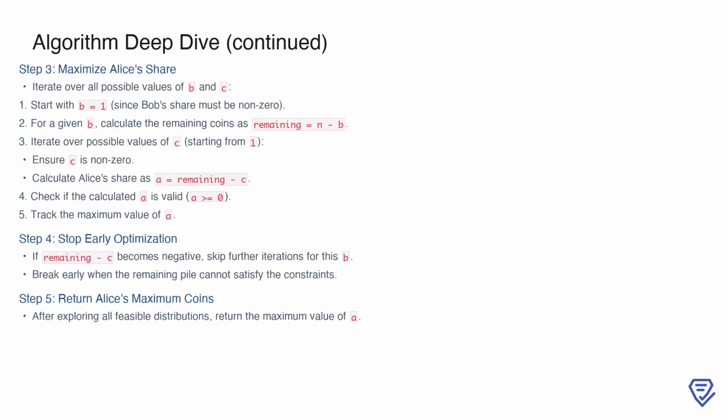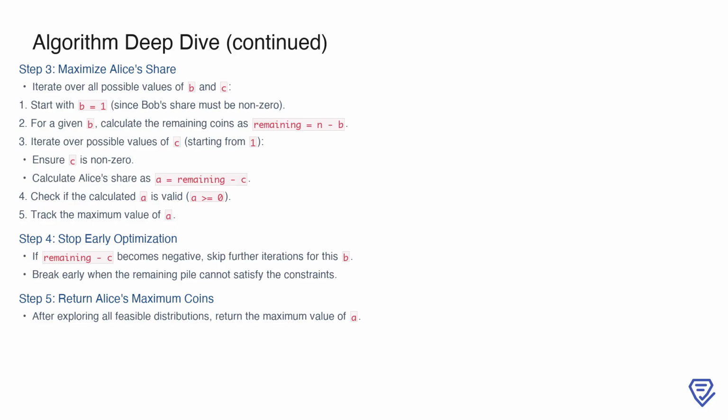Then, we iterate over possible values of C, starting from 1, since Charlie's share also cannot be 0. For each pair of B and C, we compute Alice's share as A equals remaining minus C. We check if this calculated value of A is valid, meaning it must be greater than or equal to 0. Throughout this process, we keep track of the maximum value of A we've seen so far.